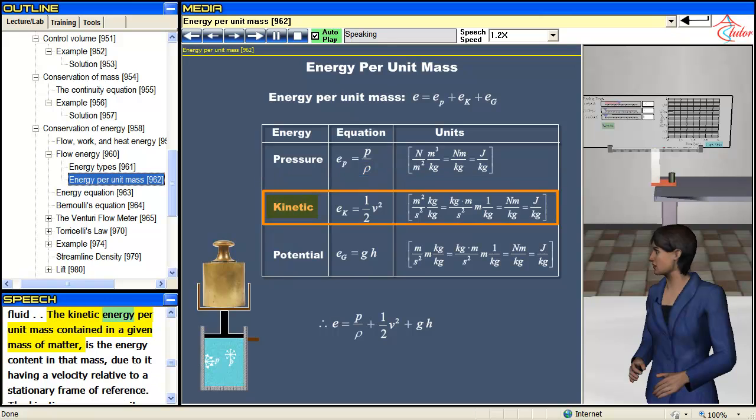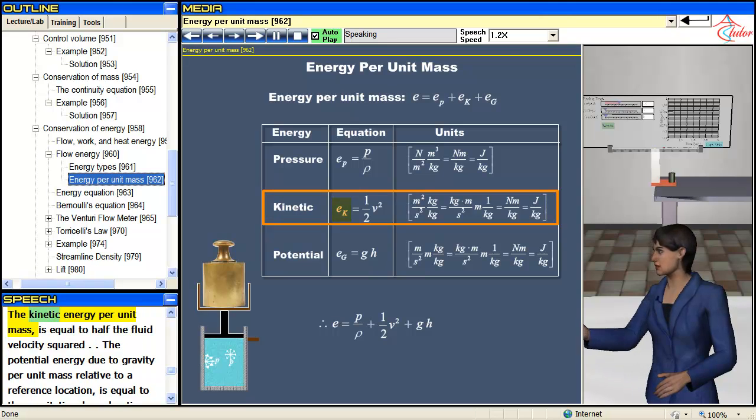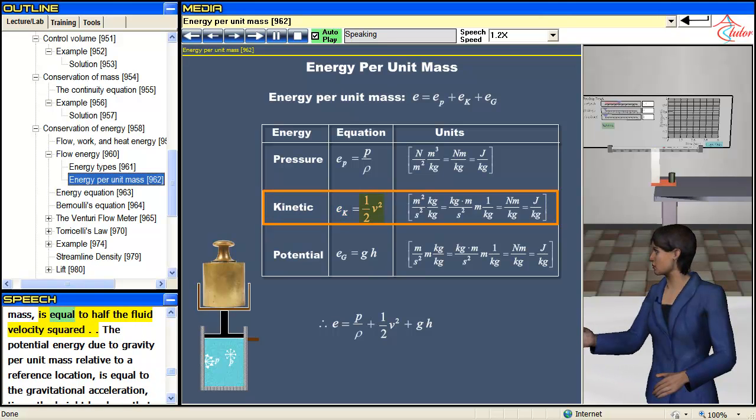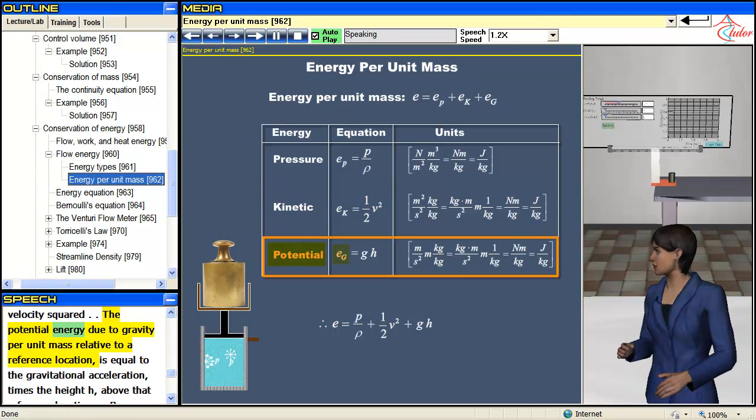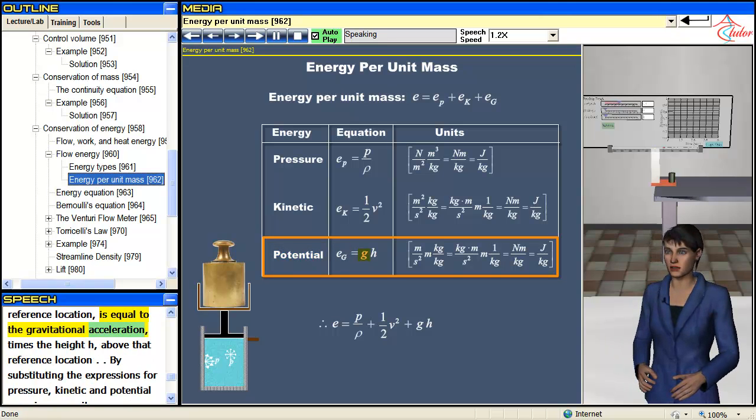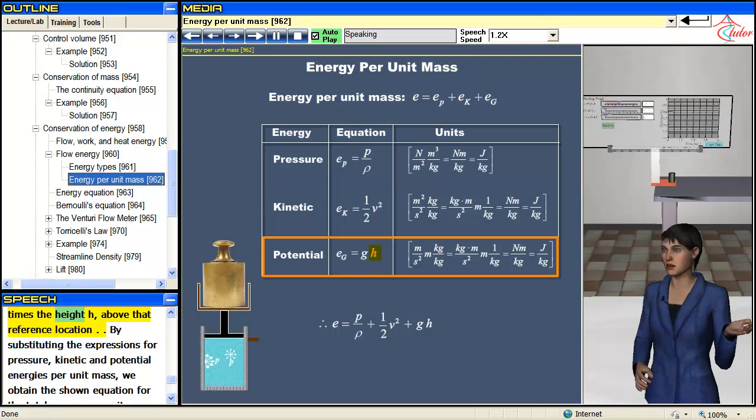The kinetic energy per unit mass contained in a given mass of matter is the energy content in that mass due to it having a velocity relative to a stationary frame of reference. The kinetic energy per unit mass is equal to half the fluid velocity squared. The potential energy due to gravity per unit mass relative to a reference location is equal to the gravitational acceleration times the height h above that reference location.